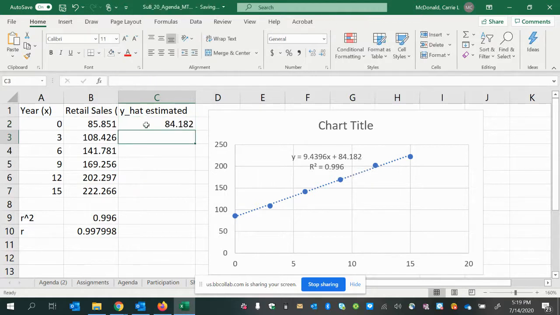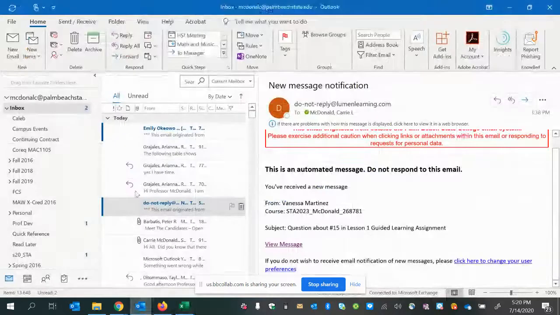And you can see that when we use the equation, the line, it estimates that the retail sales for year 0 should be 84.182. I think they were in thousands, or I don't remember actually. Let me look at that question you sent me again.